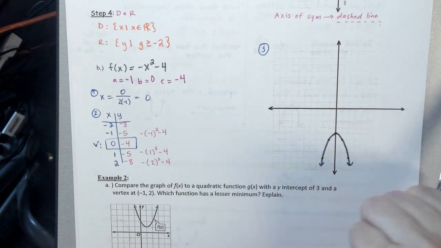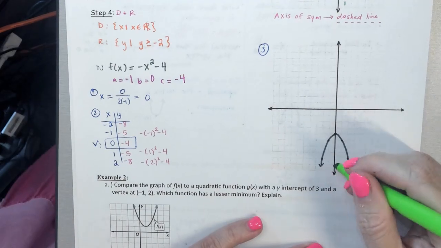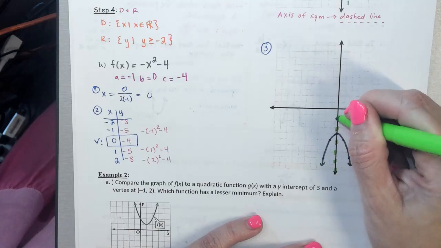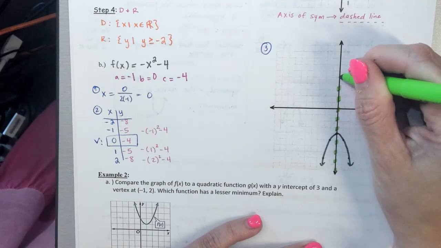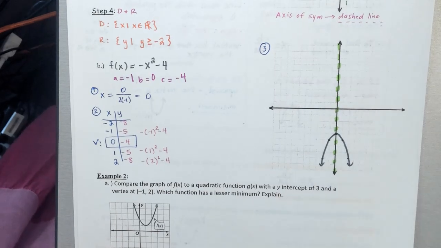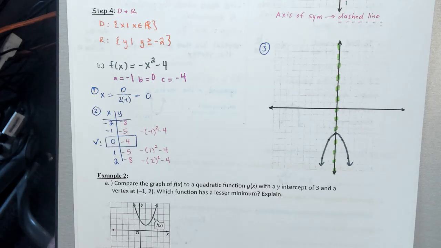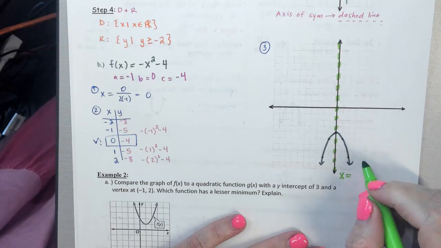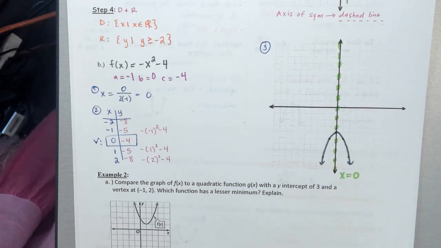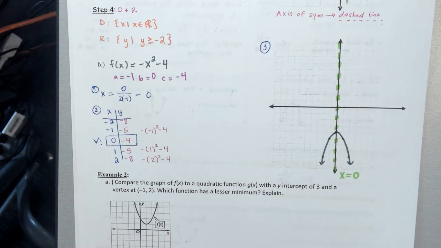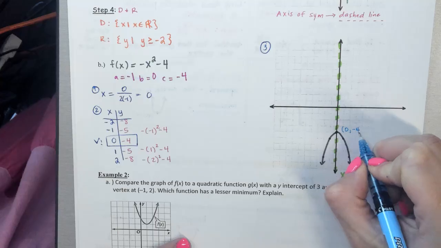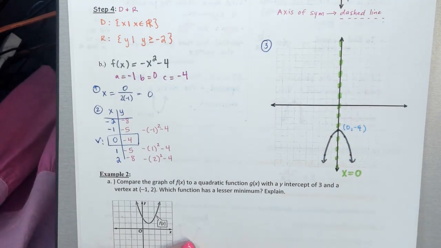Alright, and then we're going to put our axis of symmetry on there. So I like to use a highlighter for my axis of symmetry, specifically for when it is on the axis. Okay, that way it's easy to see it, and then we are going to label that. So it's going to be x equals 0. Okay, so my point is 0, -4, that's my vertex.